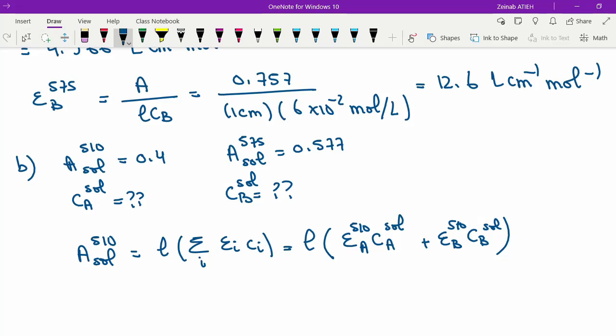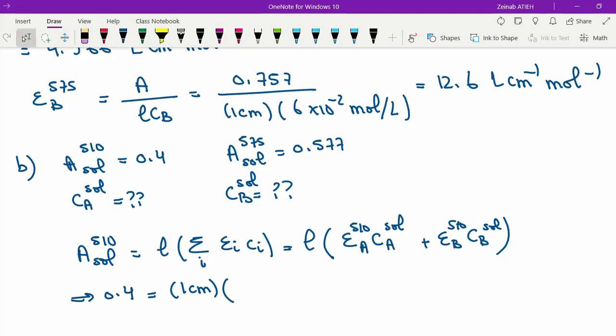So this is the first equation. You can see clearly that we have everything except CA and CB in the solution. That is, the concentration of salt A and salt B inside the solution. So we need another equation to finish this thing up and to find CA and CB. First, let's substitute here and create an equation. So we have this 0.4. It has no unit. L has a unit of centimeter. It's 1 centimeter. It is the same.